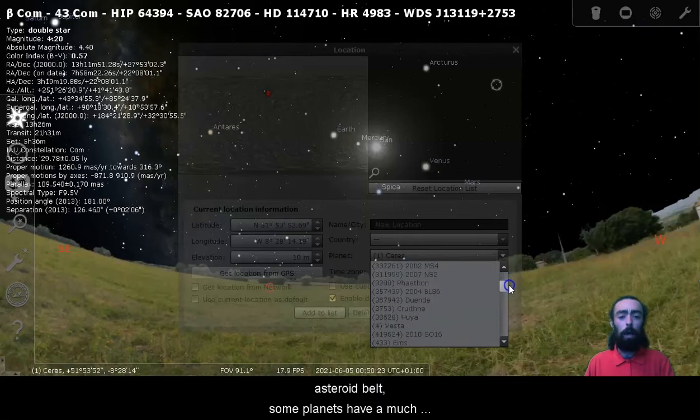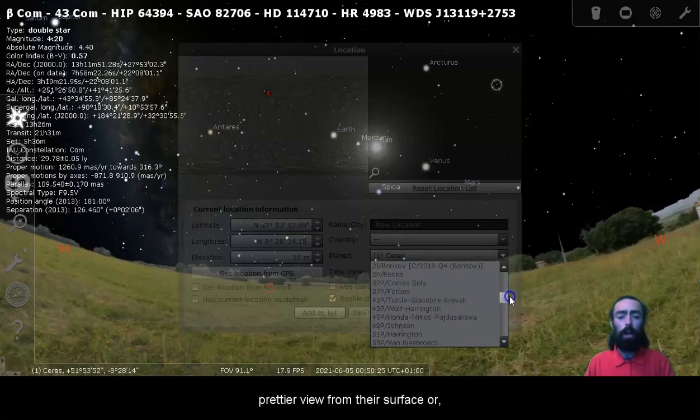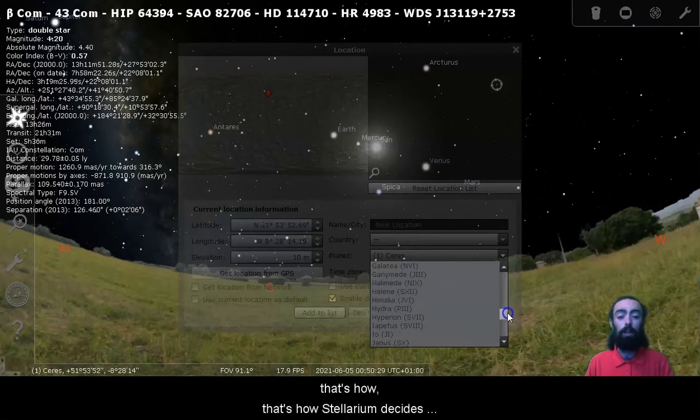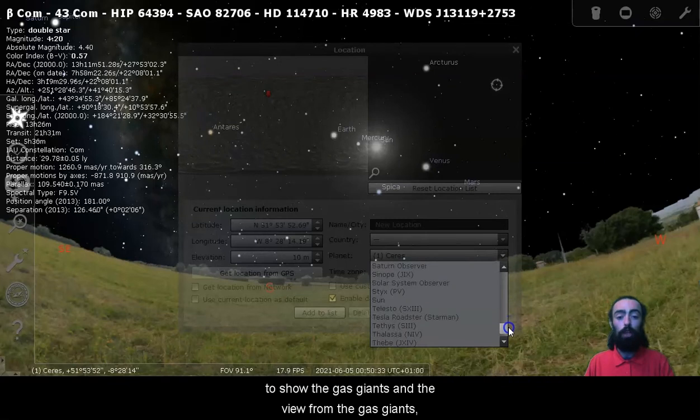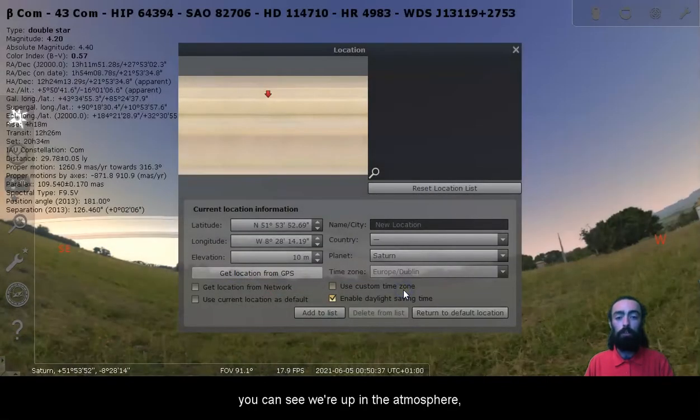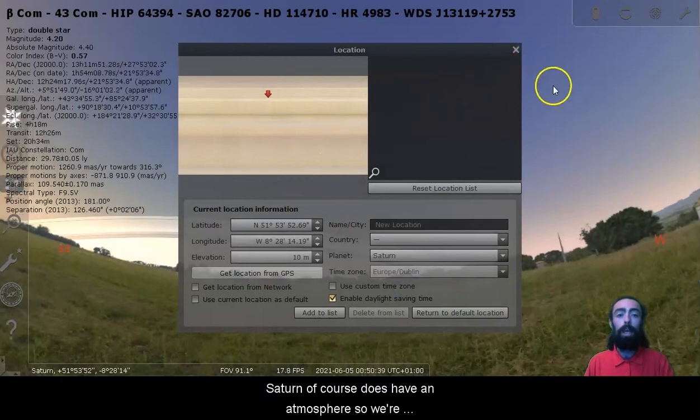Some planets have a much prettier view from their surface, or in the case of the gas giants, their upper atmosphere. That's how Stellarium decides to show the gas giants and the view from the gas giants. So for example, if we go to Saturn, you can see we're up in the atmosphere.